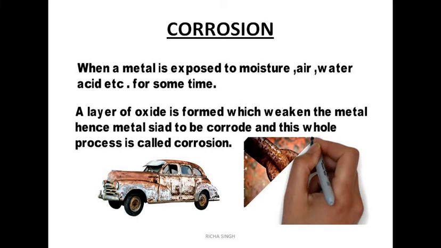Corrosion occurs when a metal is exposed to moisture, air or water, then you see a layer gets deposited over that. It can be of any color. For iron it is brown color, for silver it is black, for copper it is greenish blue color. So this deposition of a layer due to moisture, air, water is known as corrosion.